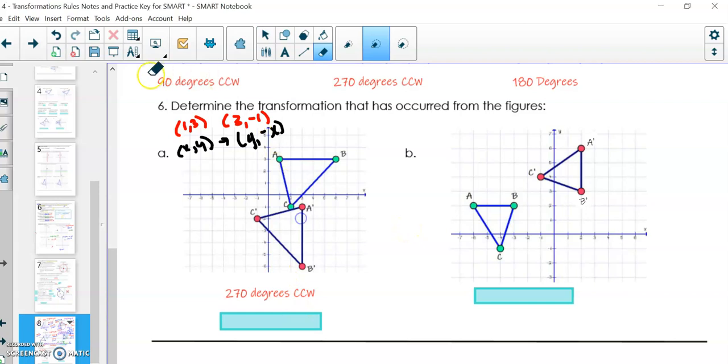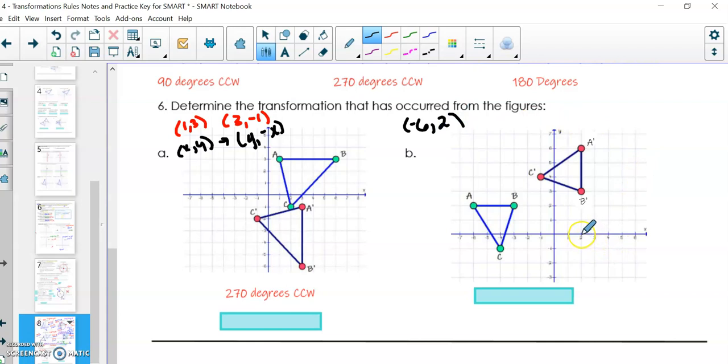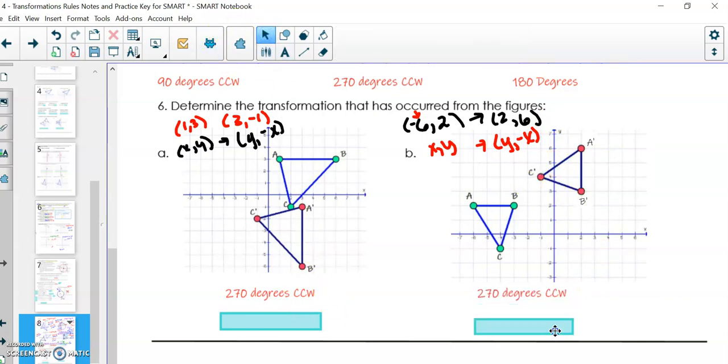Okay, let's take a look at this next one. We're going to compare the coordinates. A is the point negative 6, positive 2. And A prime is the point 2, positive 6. So what happened? The order definitely changed, and this one changed from negative 6 to positive 6. So x, y became y, negative x. That is our rule for 270 degrees counterclockwise.